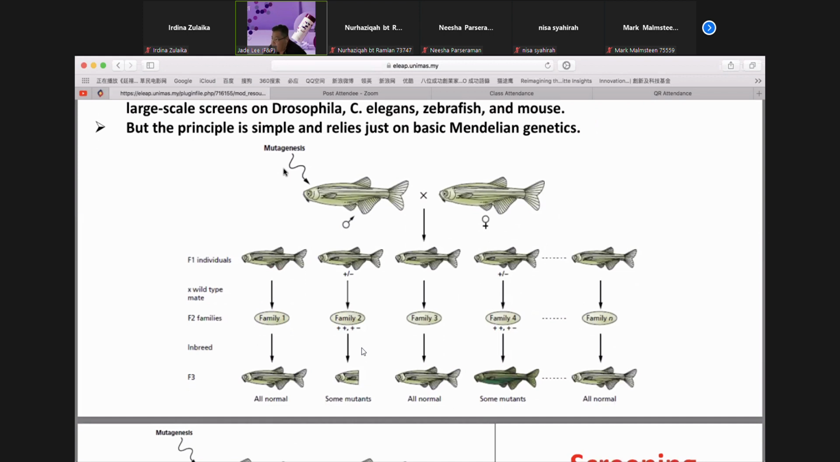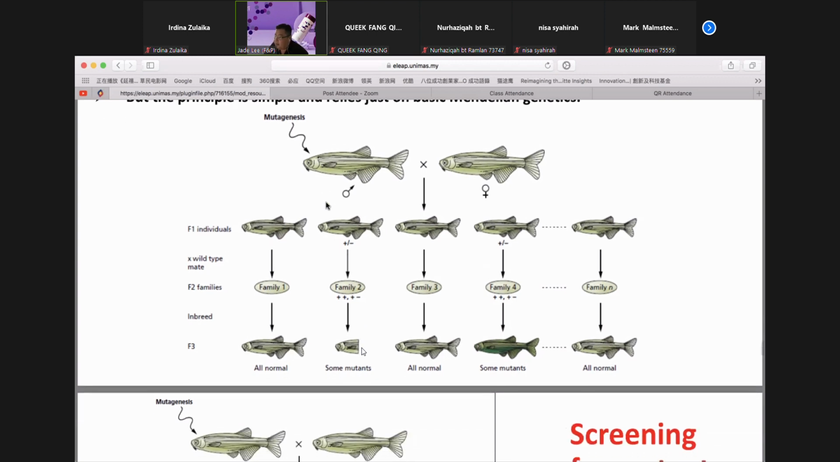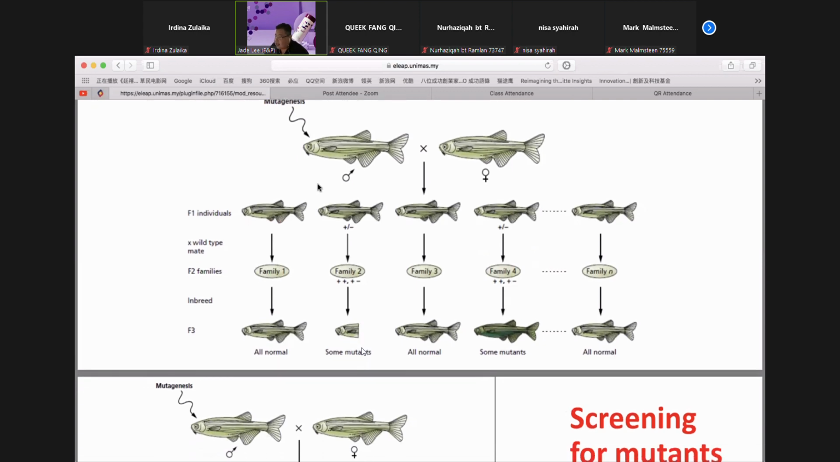Contohnya, ini nampak tak ini male kan? This is a male fish and this is a female fish. So mutagenesis, that means we expose this male fish to the mutagen. Kita harap bila sperm itu, dia punya genetik boleh mengalami certain alteration, supaya nanti mutant boleh dihasilkan. So we cross dia dengan wild type. This is a wild type female.